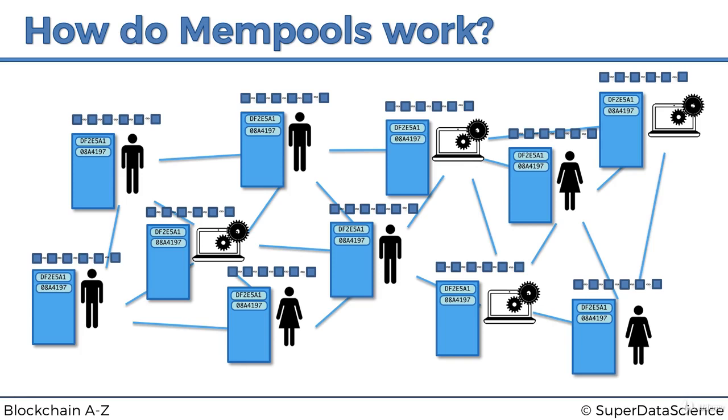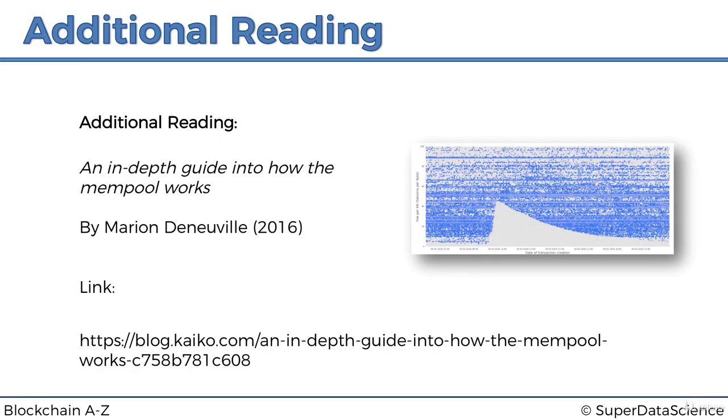So now I'm going to show you some additional reading, and then we'll jump to look at some stats on blockchain.info. All right, so the additional reading for today is an interesting article. I liked it. It's an in-depth guide into how the mempools work. It's on Medium. As usual, the link will be in the notes for the course.